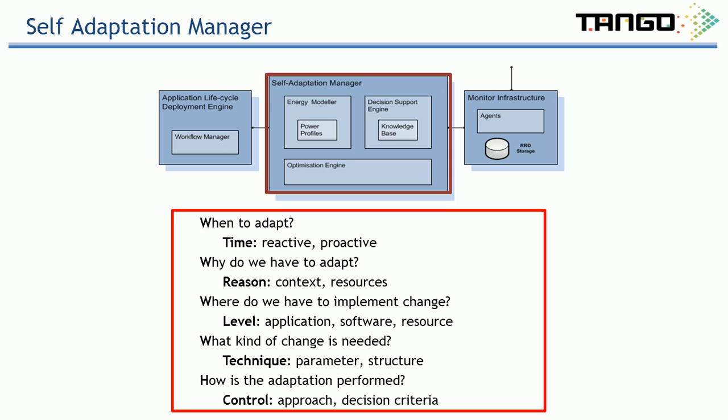We can look at what types of change is required. So are there parameters or structures in the environment that we can change? Can we shut down a resource, or can we change an application so it has more tasks running, or can the tasks be terminated if they're excessively using resources? We can also look at how the adaptation is performed. So what criteria are we using to actually decide on what adaptation to make, and what the rules will be formed around the system.